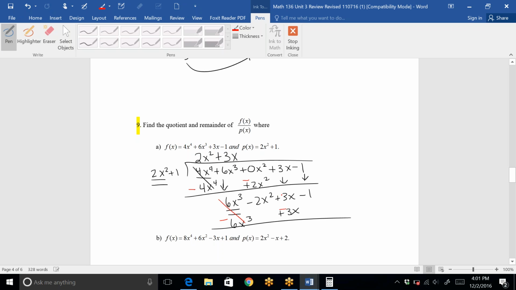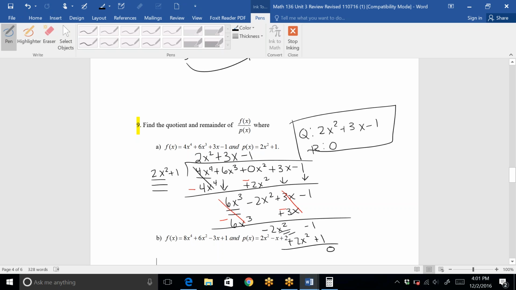That cancels, and actually so does that, because they're opposites. So I'm only left with negative 2x squared and negative 1. What do you multiply 2x squared by to make negative 2x squared? You use a negative 1. So we multiply that by everything out front and change the signs, and actually you get a remainder of 0. So this one has a quotient of 2x squared plus 3x minus 1 and a remainder of 0.